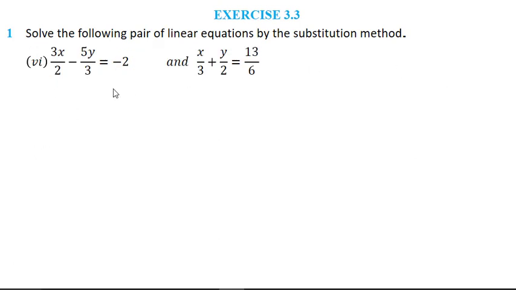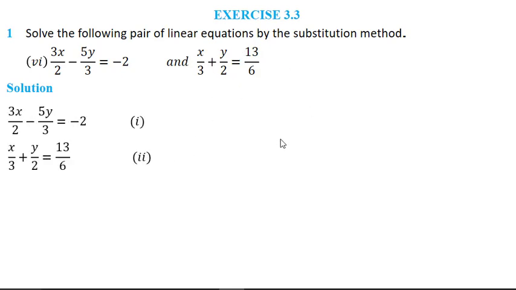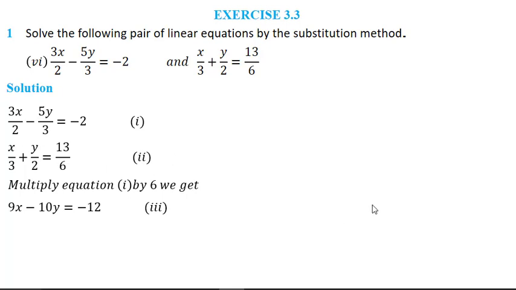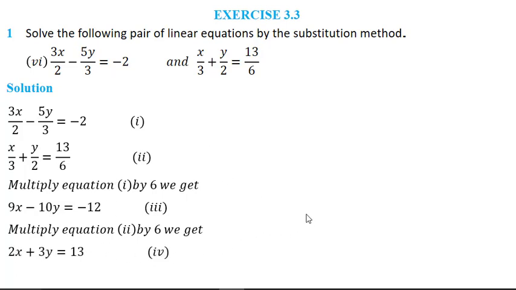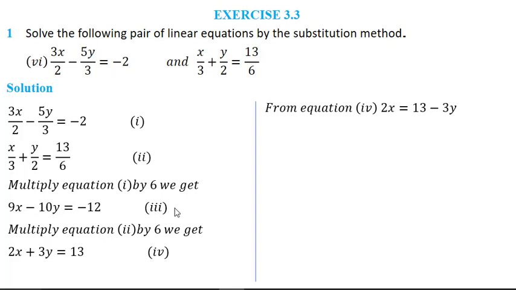Now sixth question, 3x upon 2 minus 5y upon 3 equal to minus 2 and x upon 3 plus y upon 2 equal to 13 upon 6. So what you should do here, you can simplify these two equations by multiplying with the LCM of the denominators. So you get an equation like 9x minus 10y equal to minus 12 from equation number 1, and similarly from equation number 2 you will get 2x plus 3y equal to 13. Then I have named these as equation 3 and equation 4.